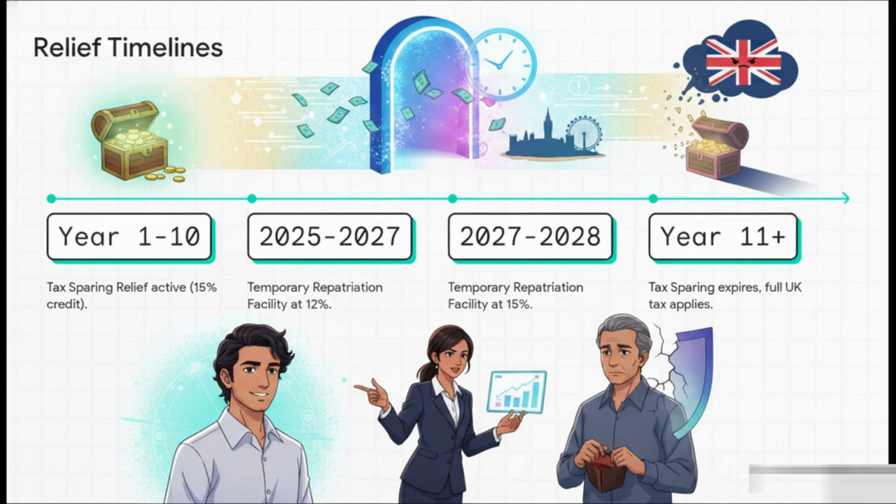But, and this is a massive but, you have to watch the clock on this. Tax-sparing relief vanishes exactly 10 years after you open that NRE or FCNR account. Once you hit year 11, boom, the UK taxes it fully without that 15% credit.